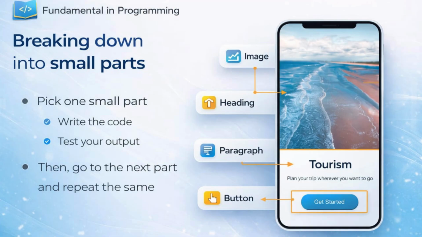After writing each part, make sure to test your output. This helps you find mistakes early and fix them quickly. Once that part is done, move to the next one and repeat the same process. Step by step, your full project will be ready. This method makes coding easier, faster, and less confusing, especially for beginners.